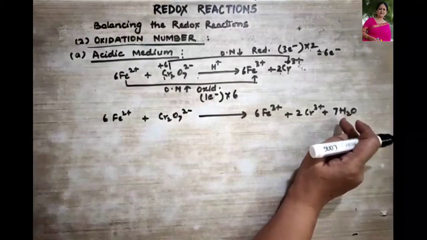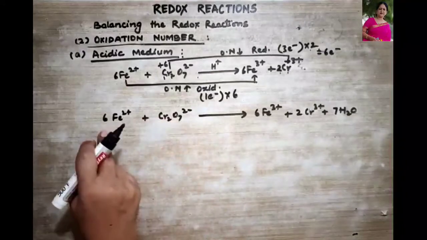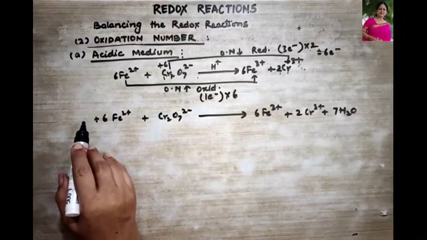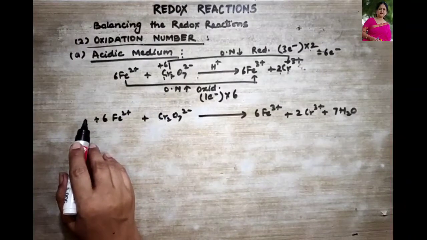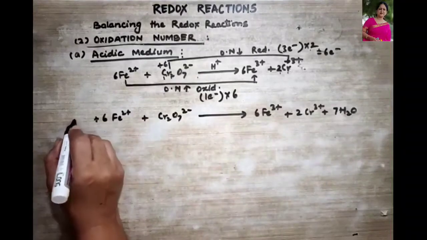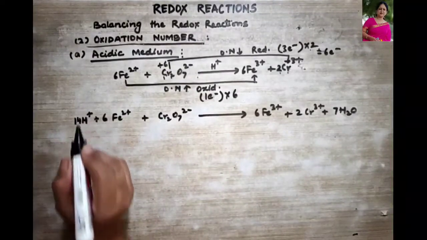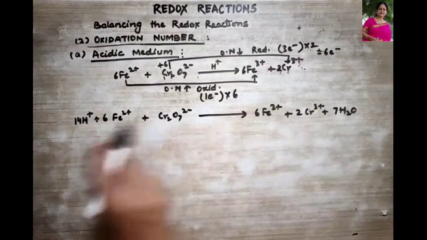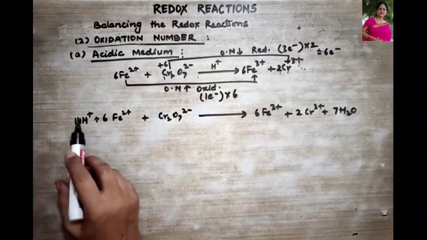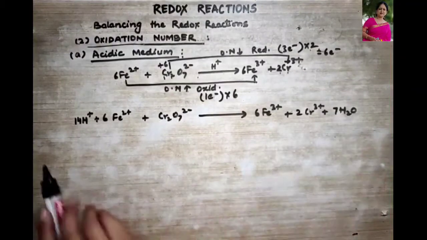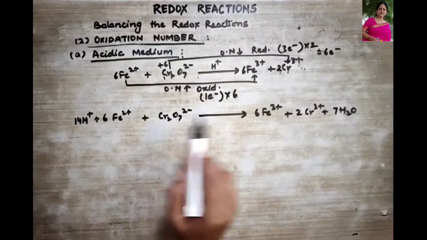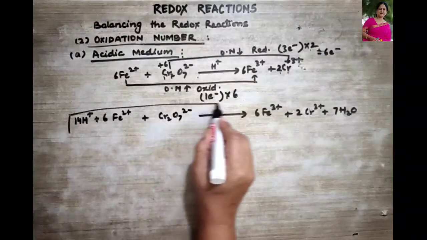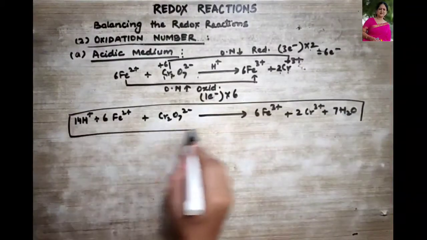So to compensate your hydrogen, what are we going to do? We will add those number of hydrogen ions to the side which is deficient of hydrogen. So 7 2s are 14, 14 hydrogen ions, right? So this has now balanced your equation. Now look at your equation. It is balanced: 14 hydrogen, 7 2s are 14 hydrogen, 6 iron, 2 chromium, 7 oxygen. Hence, this equation of yours is now balanced.